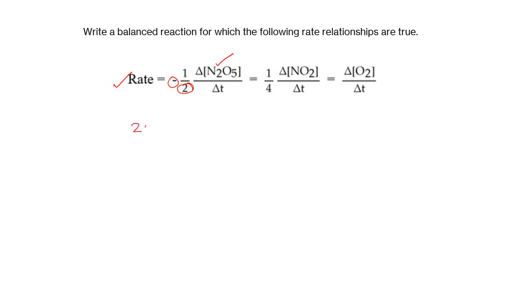So 2N2O5 will give us, this is positive and this is positive, so I have two products here. So the coefficient is 4NO2, and here there is no number, so that means it's going to be 1 O2. So the equation is going to be 2N2O5 gives 4NO2 plus O2.